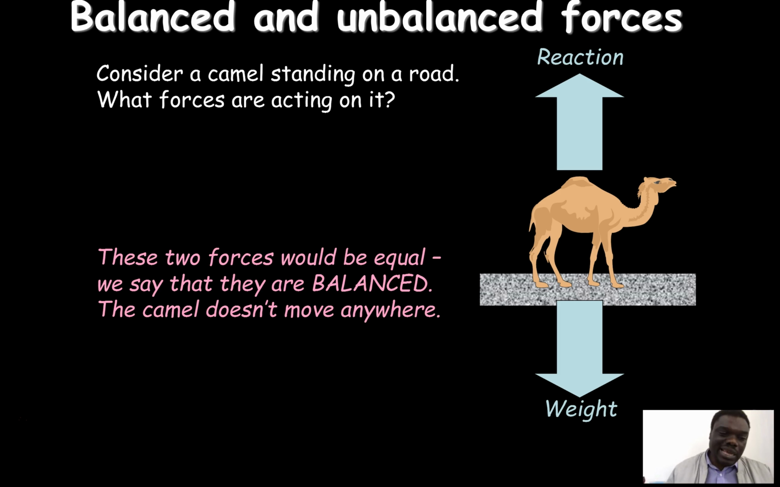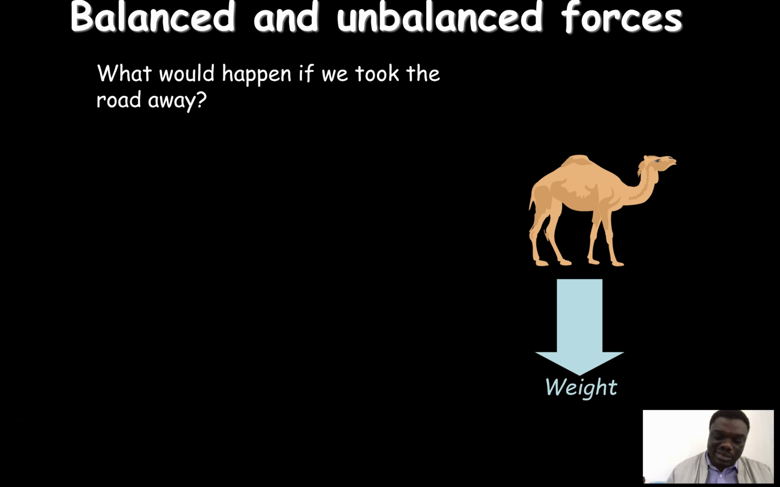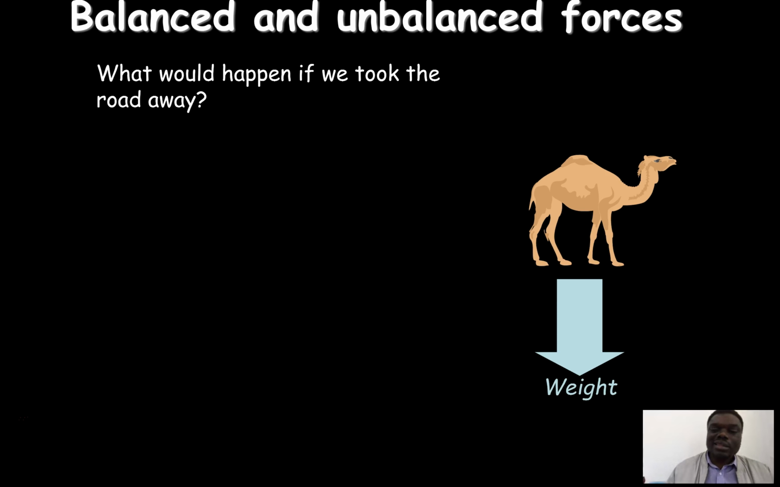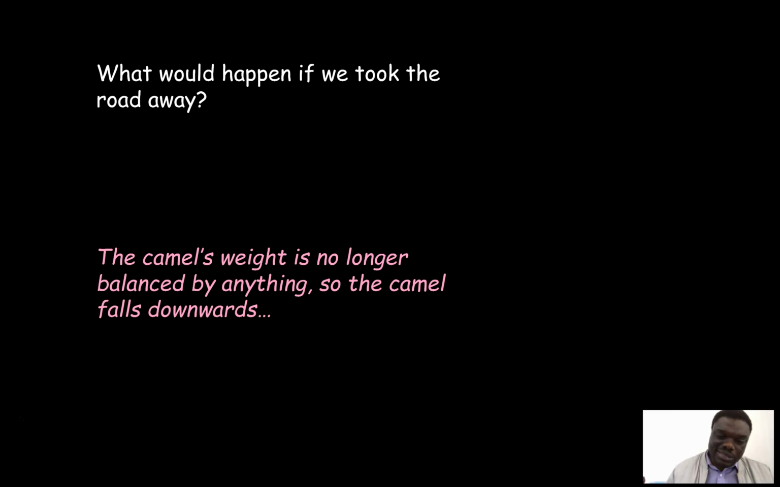Now let's say that we take away the road. Then if we take away the road, the normal contact force will disappear, because the normal contact force is provided by the road. So what will happen to the camel? The camel will accelerate downwards, because there is a net force on the camel, so it accelerates downward.